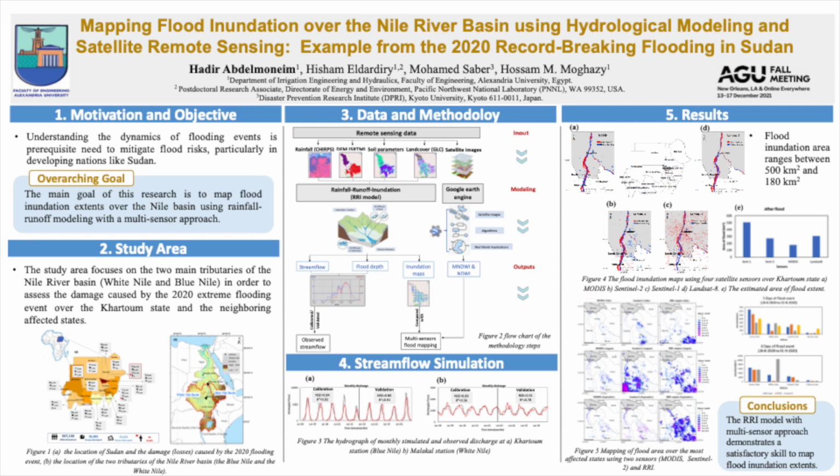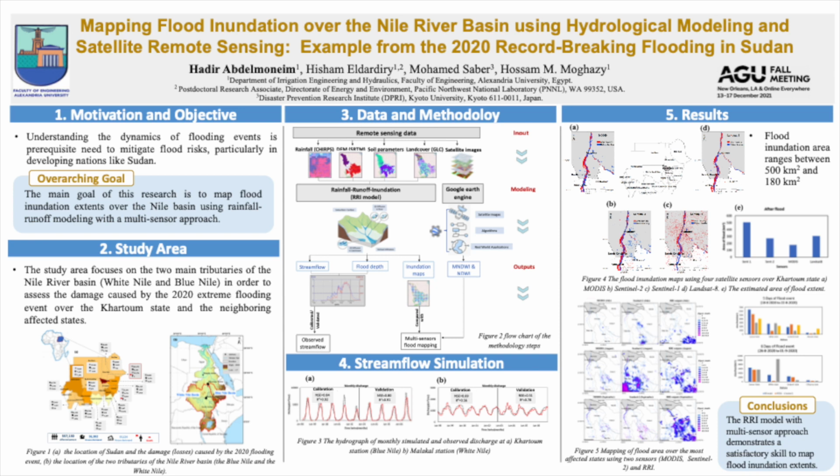As for the result section, figure 4 shows the flood maps at the junction of the White Nile and Blue Nile at Khartoum state based on four sensors: Sentinel-1, Sentinel-2, MODIS, and Landsat-8. Added to that, the extent area of a flood event ranges from 100 kilometers square to 180 kilometers square.